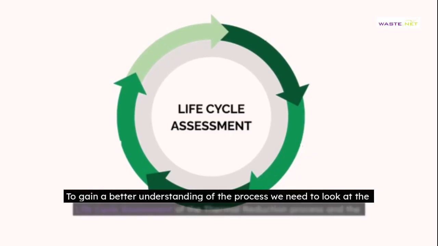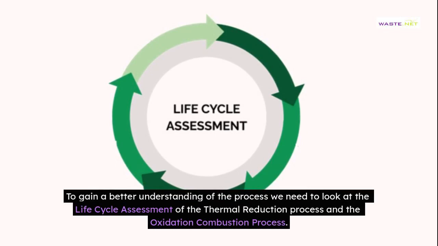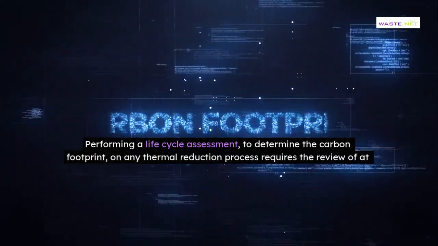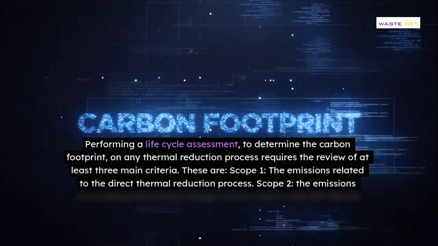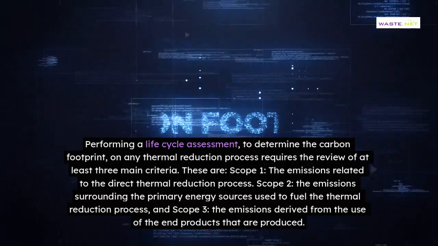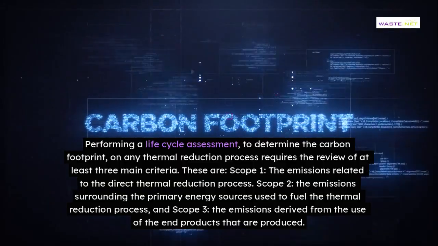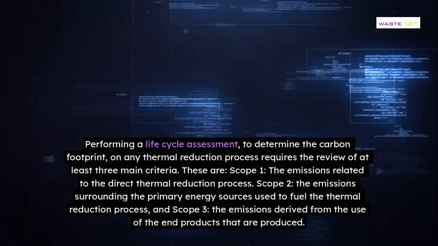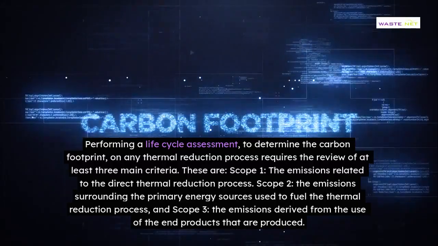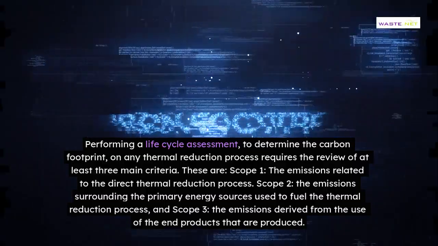To gain a better understanding of the process, we need to look at the life cycle assessment of the thermal reduction process and the oxidation combustion process. Performing a life cycle assessment to determine the carbon footprint on any thermal reduction process requires the review of at least three main criteria. These are: Scope 1, the emissions related to the direct thermal reduction process. Scope 2, the emissions surrounding the primary energy sources used to fuel the thermal reduction process, and Scope 3, the emissions derived from the use of the end products that are produced.